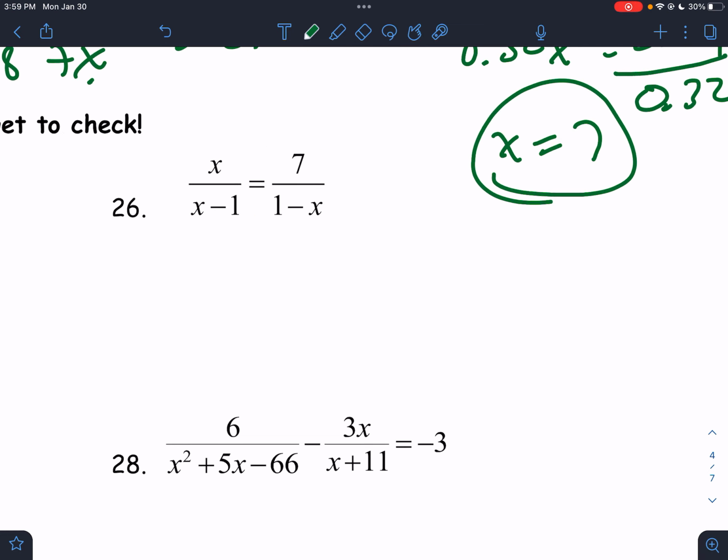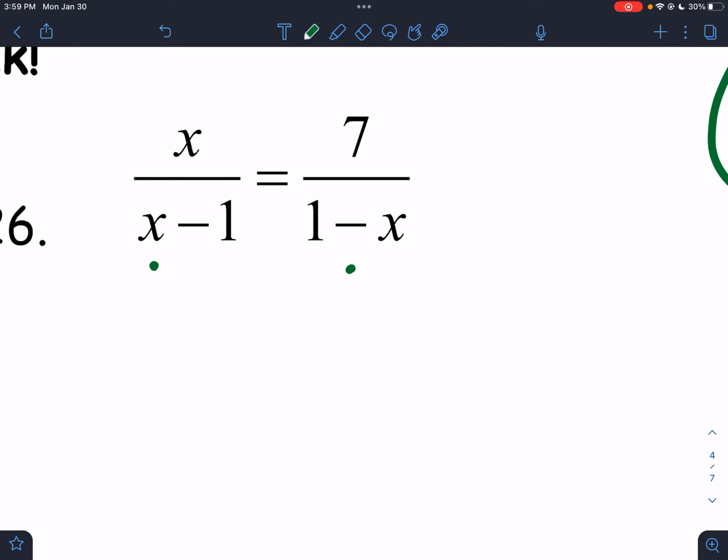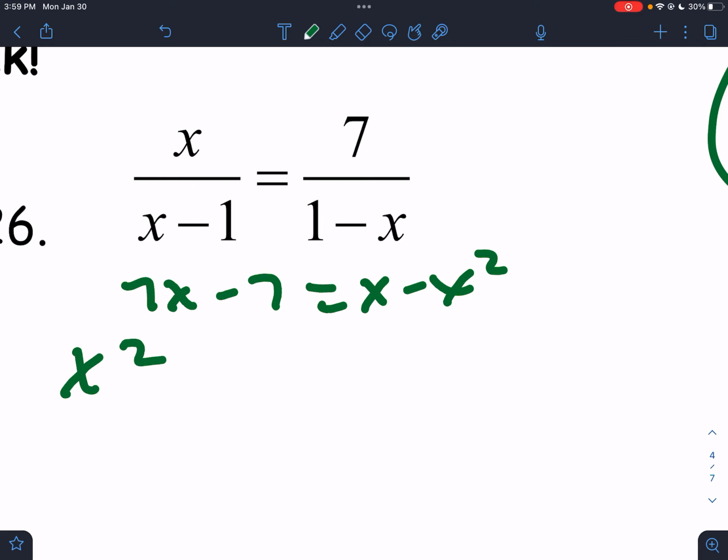Over here, I don't know if you guys remember, but you can actually reduce horizontally. I won't do that. I don't want to confuse you. But you could pull out a -1, flip them, and cancel them out. Not going to do it. Cross multiply. You'd have 7x minus 7 equals x minus x squared. Move everything to one side. Positive x squared. I'm going to move everything to the left. Positive x squared minus x. That would be plus 6x minus 7 equals 0.